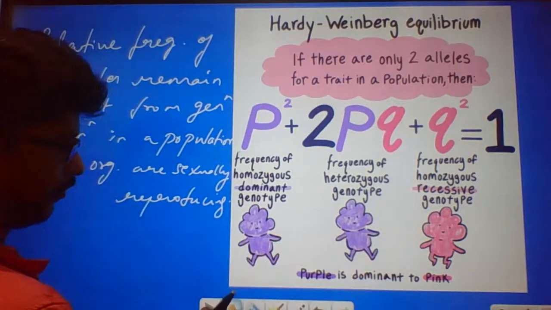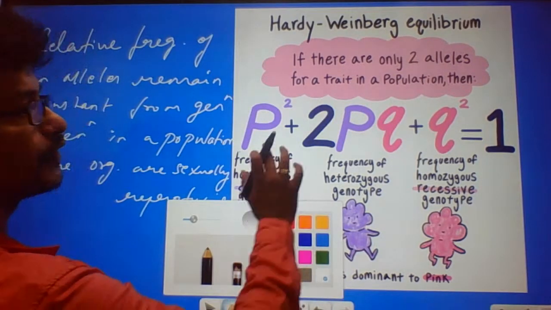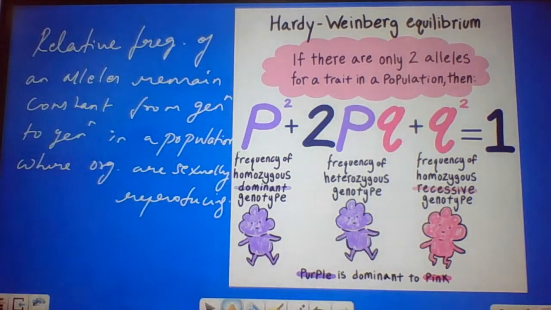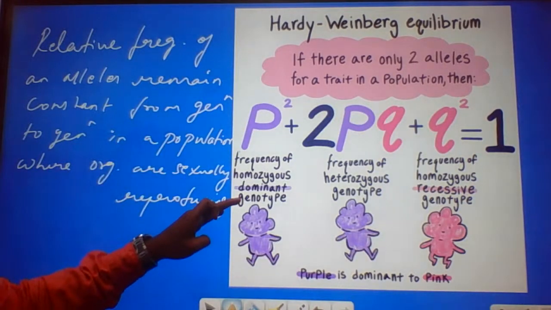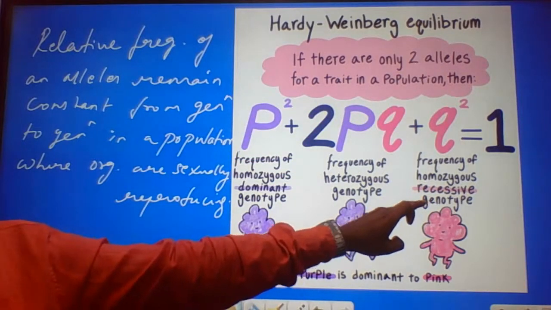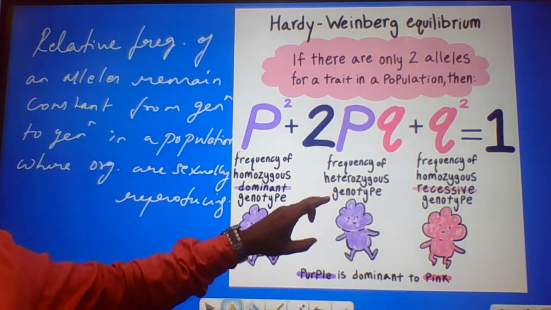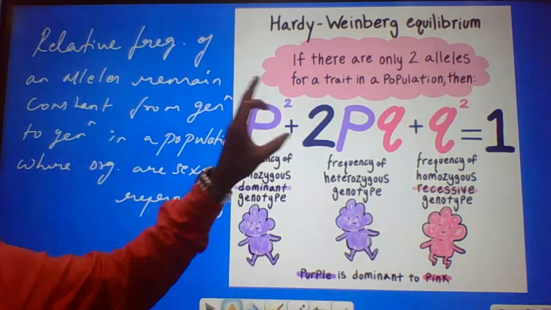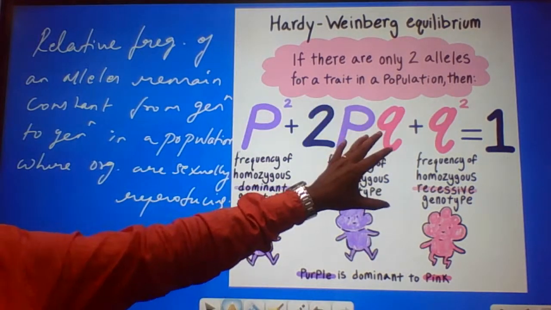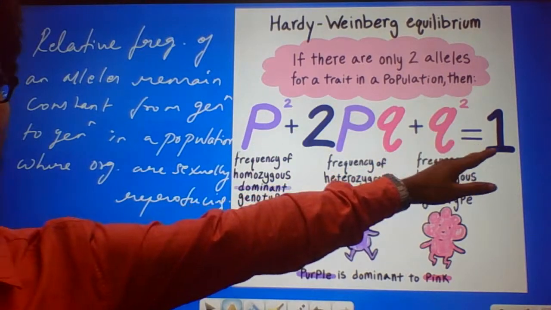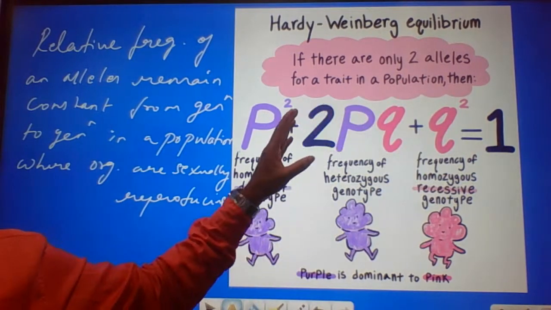The equation is p square plus 2pq plus q square is equal to 1. p square is the frequency of the homozygous dominant genotype, q square is the frequency of the homozygous recessive genotype, and 2pq is the frequency of the heterozygous genotype. Eventually it should get the value of 1. If you get the value of 1, the Hardy-Weinberg principle applies. If it deviates from 1, then there is some problem with the Hardy-Weinberg.